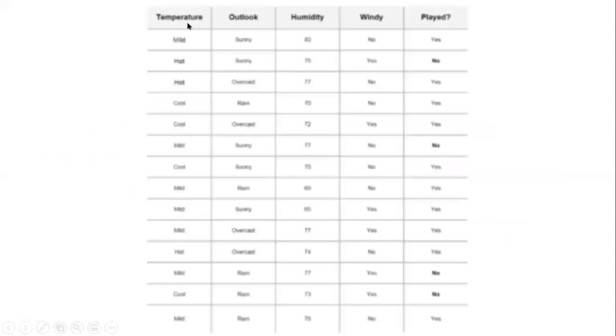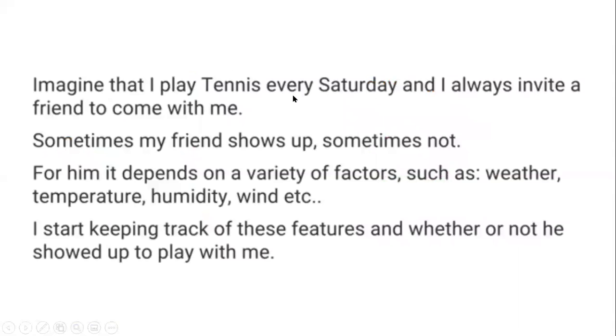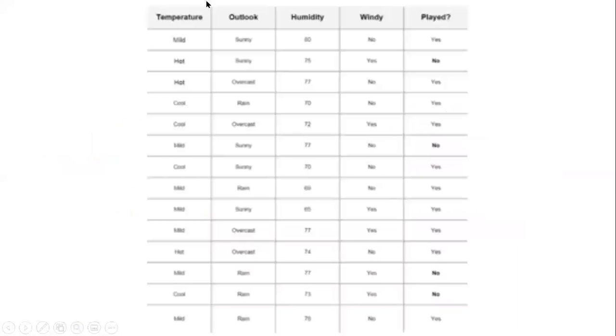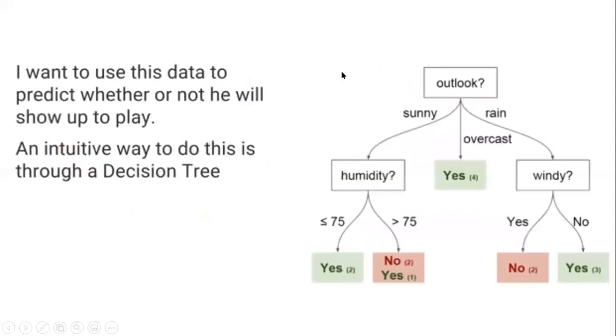Oh, okay. This slide is not coming up nicely. So it's the same example for a different game, tennis. We have the same features here: temperature, outlook, humidity, windy, whether you played or not. Based on that, I want to use this data to predict whether or not he will show up to play. An intuitive way to do this is through a decision tree, right?